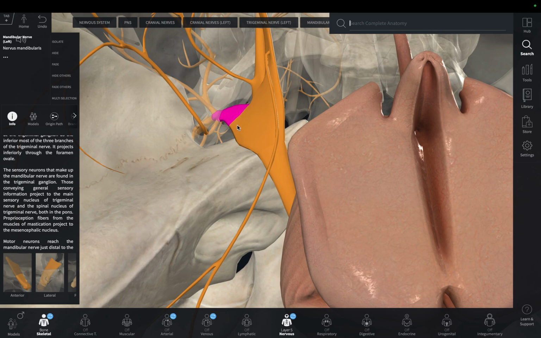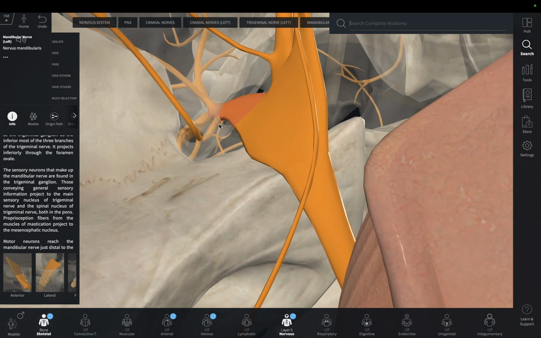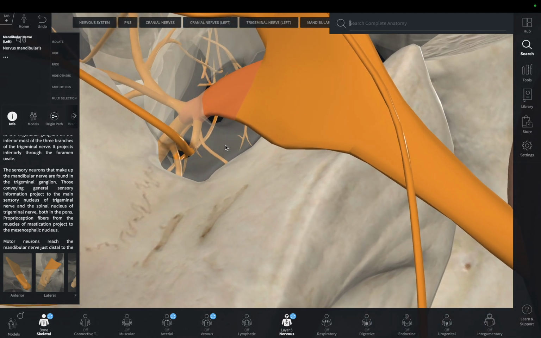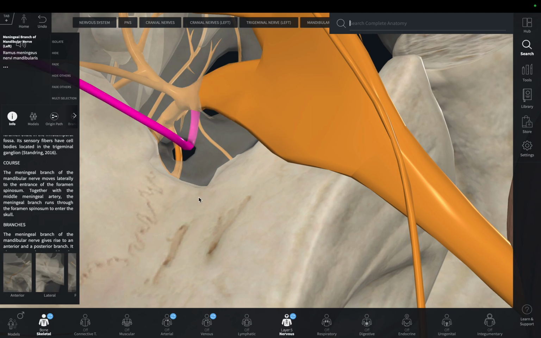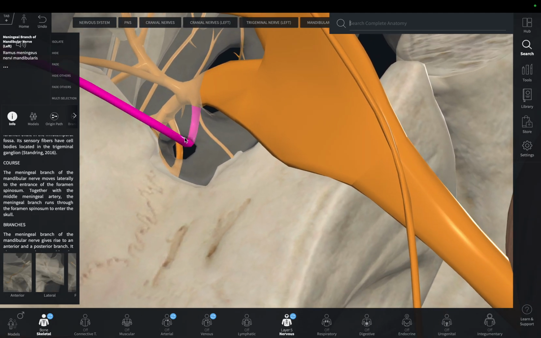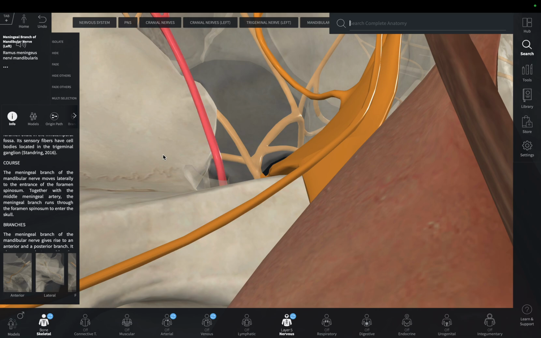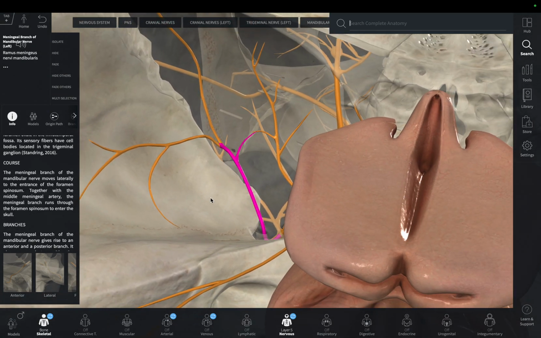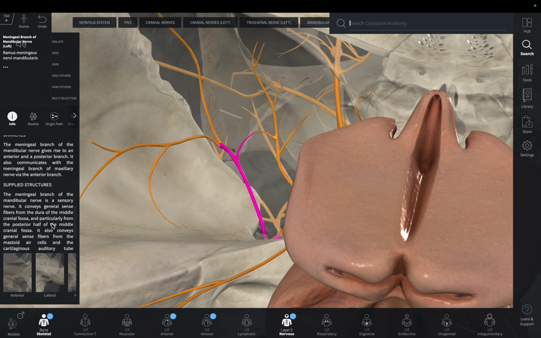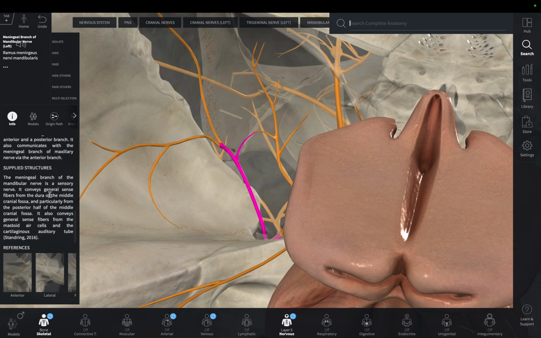After it exits the skull through foramen ovale, one branch turns around and re-enters the skull through foramen spinosum, here, and this is known as the meningeal branch. It enters the foramen spinosum with the middle meningeal artery. It supplies the meninges of the anterior cranial fossa and the dura.